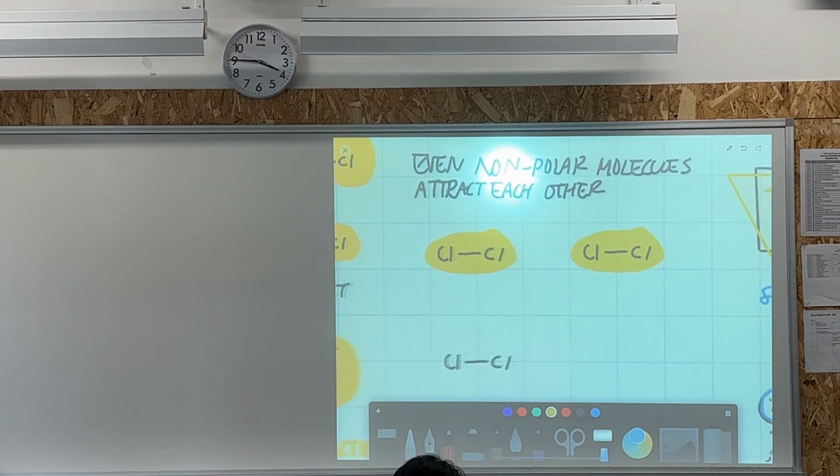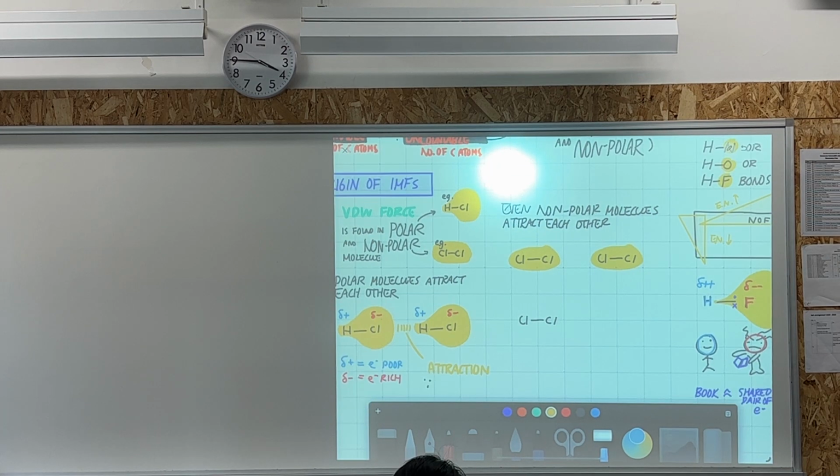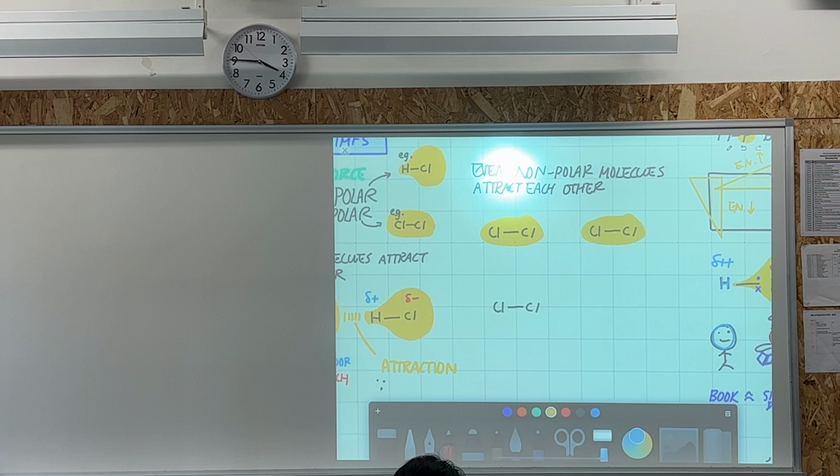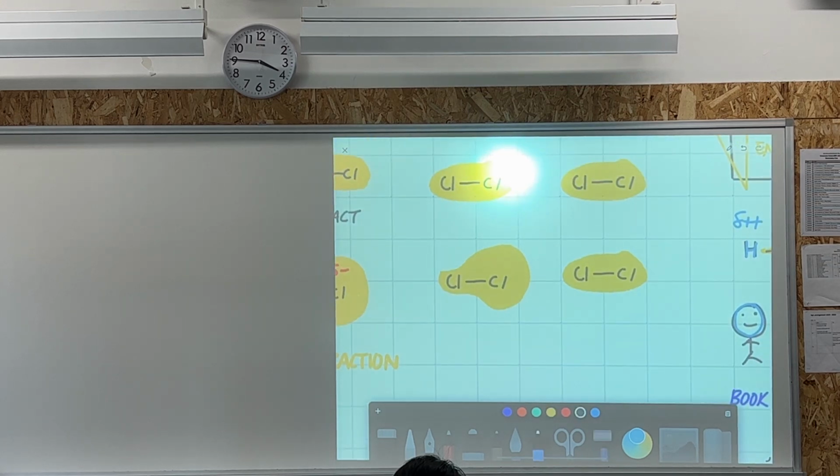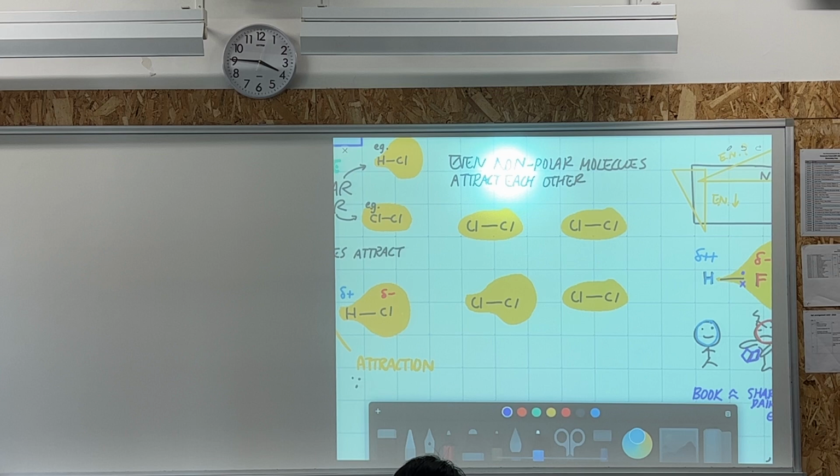They don't have any particular atom with more electrons than the other. But then suddenly, one of the chlorine molecules will have a distortion in the electron cloud like this. What you're seeing here is what happened at t equals 0 second, this is what is happening at t equals 0.0001 second, and this is what happens at t equals 0.0002 second.